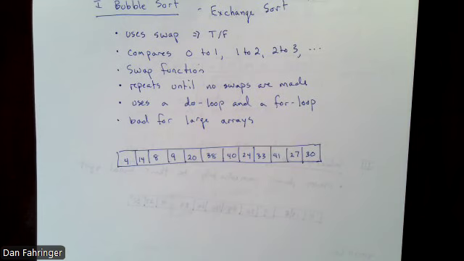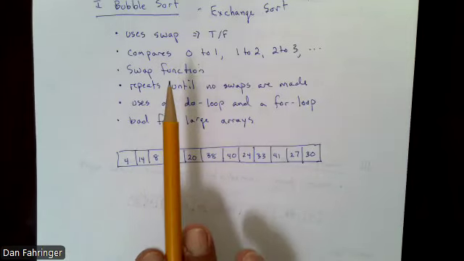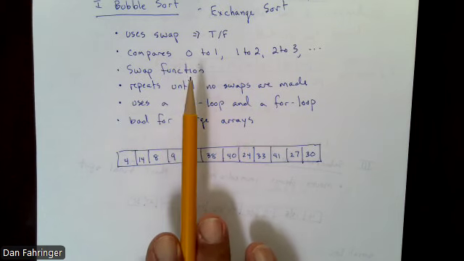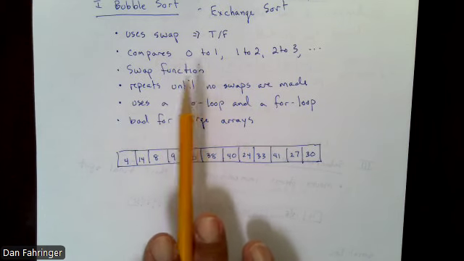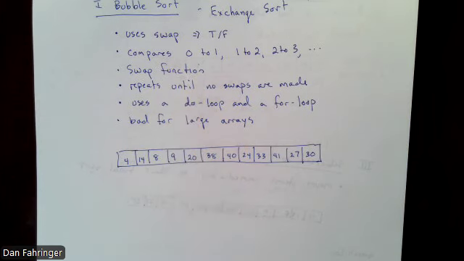True or false? If I make a swap, I'm going to mark it as true. If I don't make a swap, it stays at false. So it's going to use a swap. It's going to do these side-by-side comparisons. 0 to 1, 1 to 2, 2 to 3, and all the way out. It's going to use a swap function. We saw a swap function somewhere, didn't we? Yeah, we used two reference variables. We went in and we were able to swap the two.